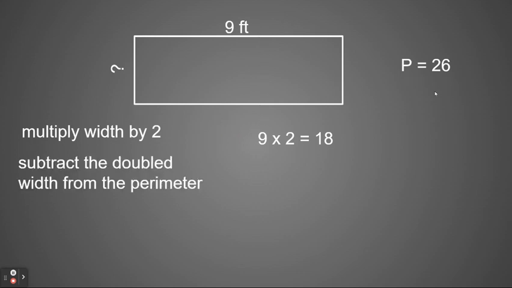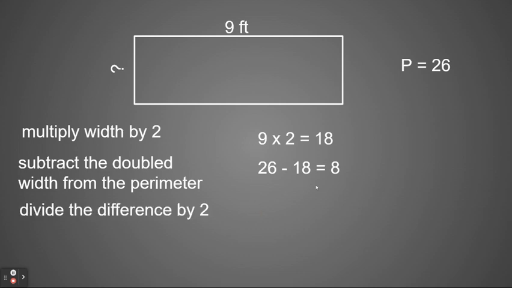Now we're going to subtract that doubled width, so that 18, from the perimeter because we knew our total was 26. So we're going to take 26 and subtract 18, which are my two sides together. And 26 minus 18 is 8. From there, we're going to divide the difference by 2. So remember, 8 is going to be the total of both of these sides. So I have to split it into 2. So 8 divided by 2 is 4.